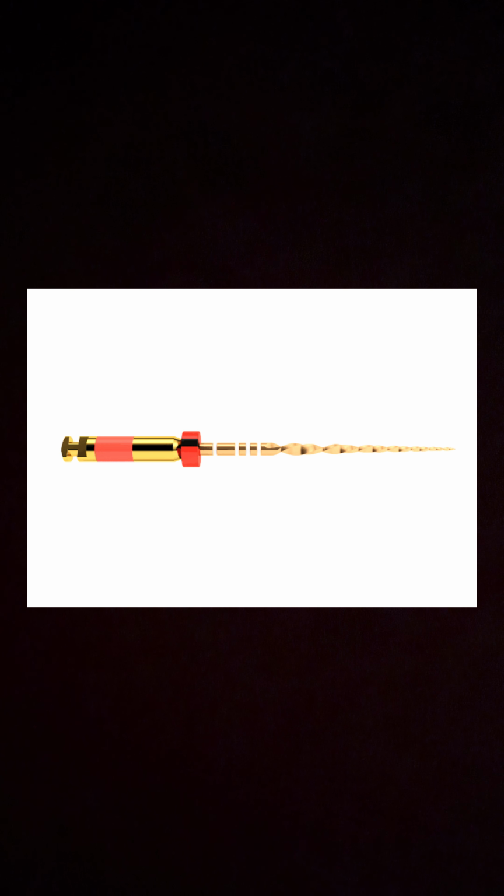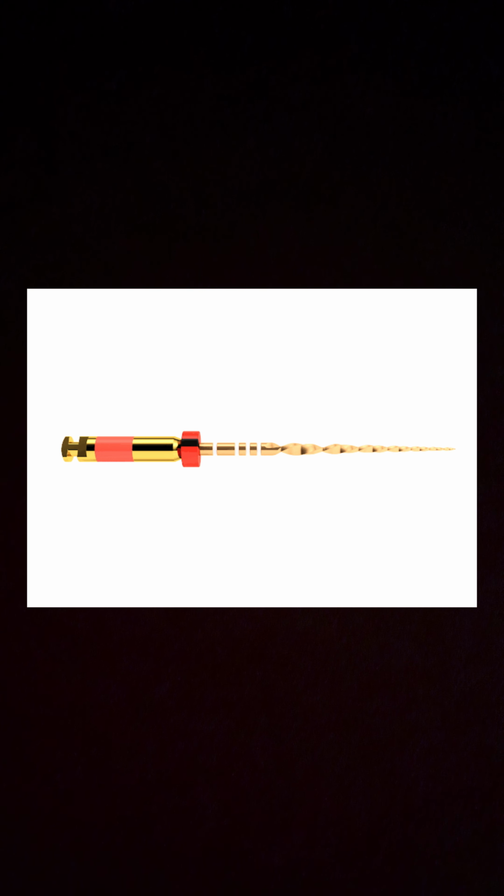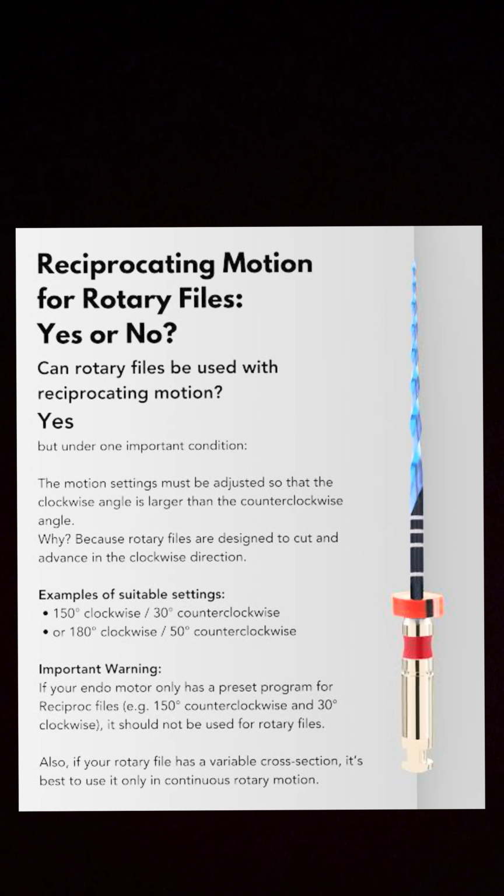What is SAF, the self-adapting file? The file is a hollow, flexible nickel titanium mesh-like file that adapts three-dimensionally to the canal shape and allows simultaneous irrigation and cleaning.